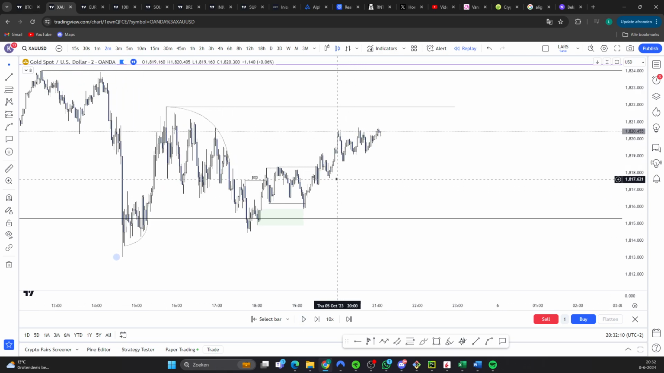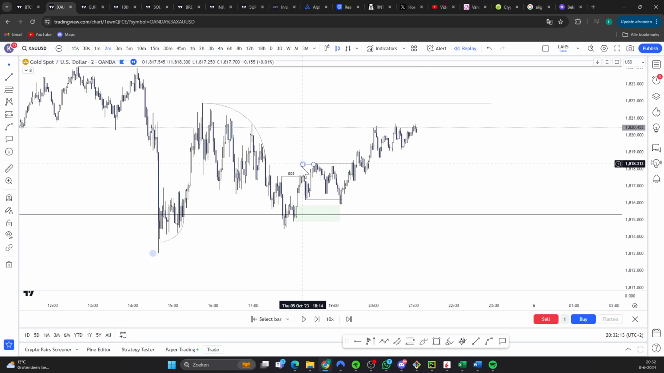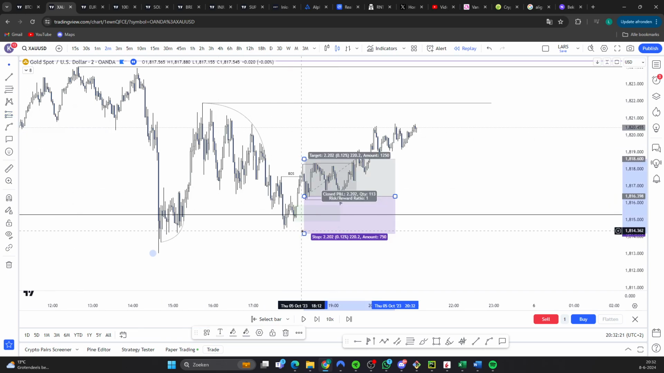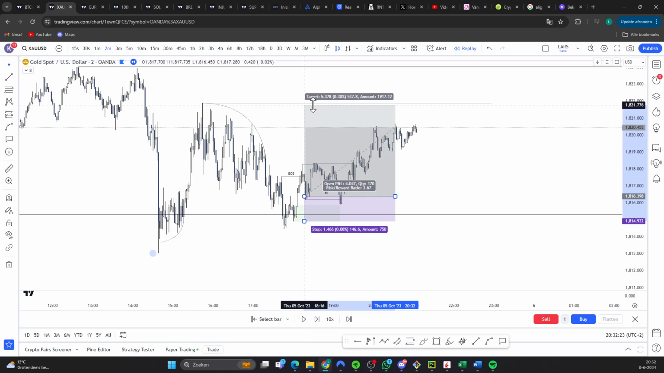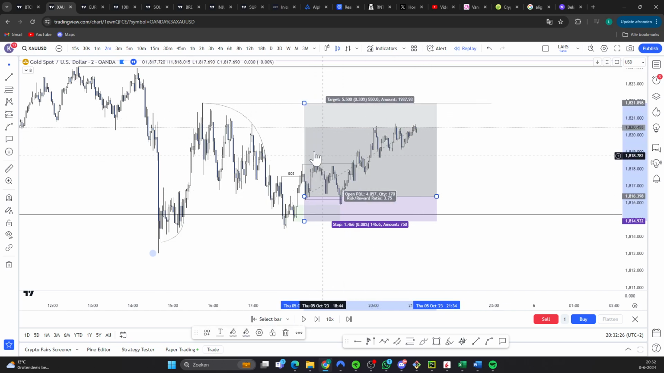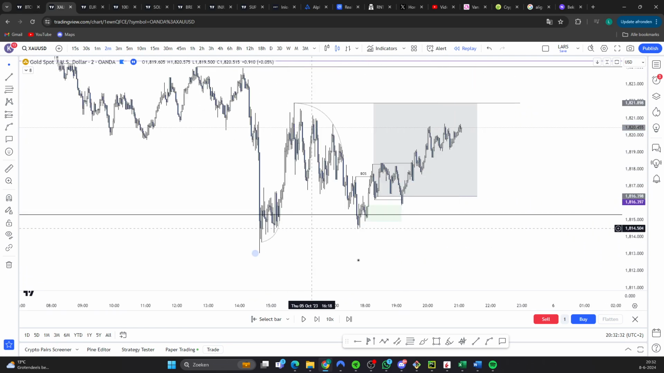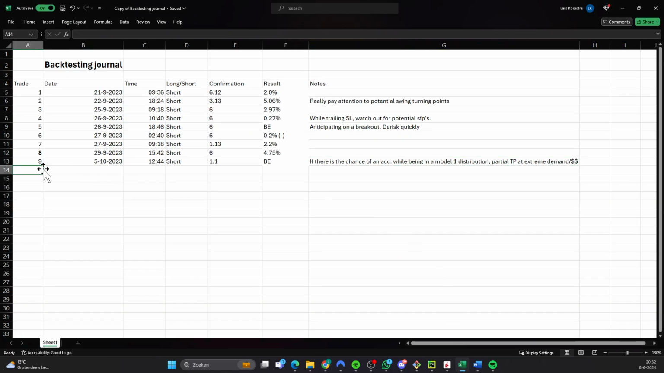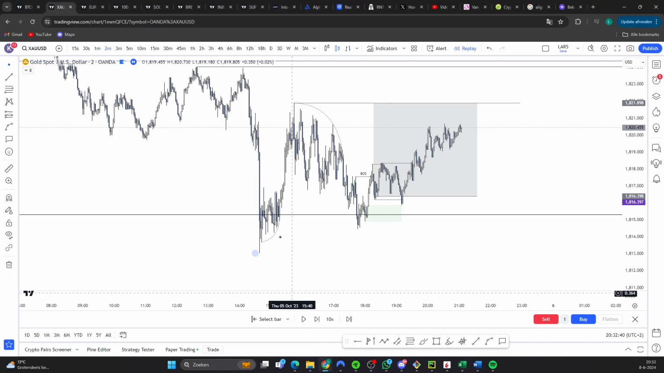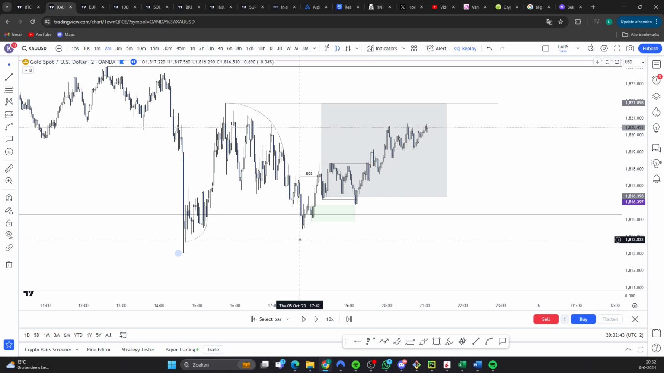Okay, let's stop right there. We did come up from there. So what I'm going to call this: this was our entry, this was our stop, this was our initial target. We grabbed the high there, put it to break even. And moment of entry, 18:18, 5 October.